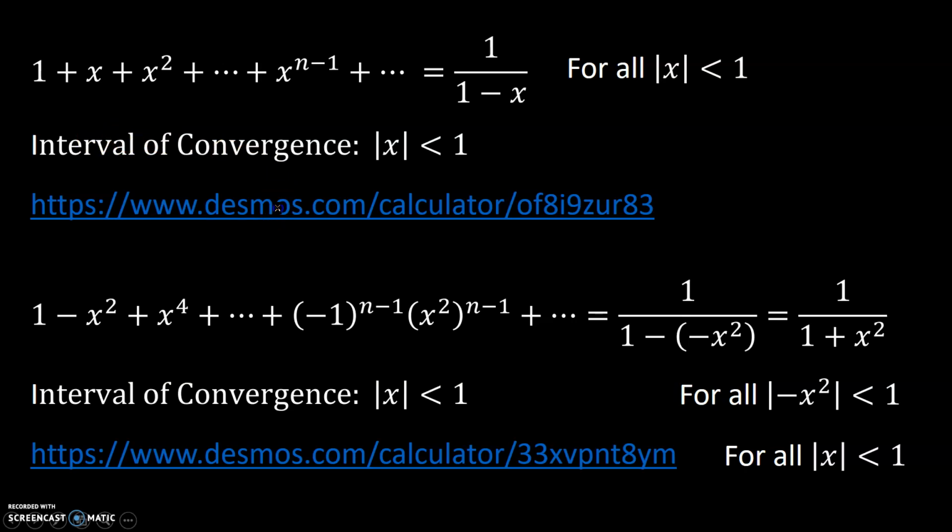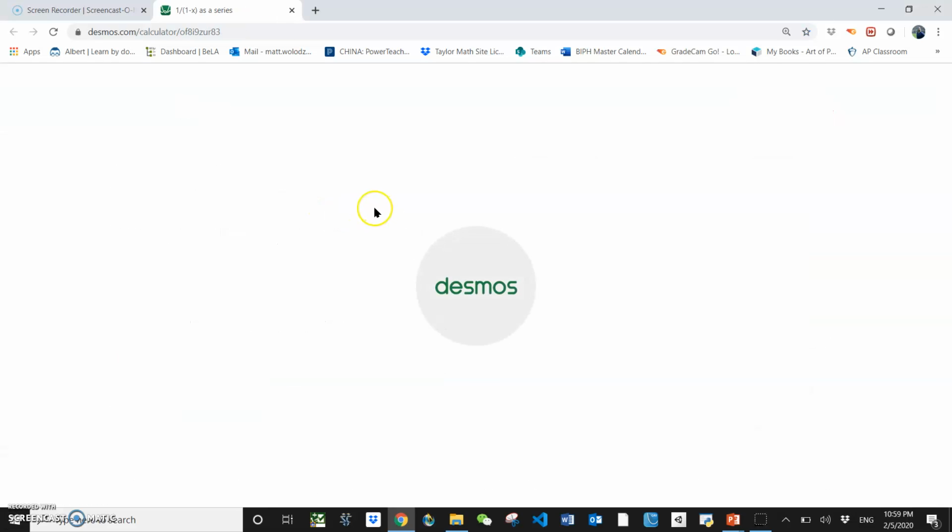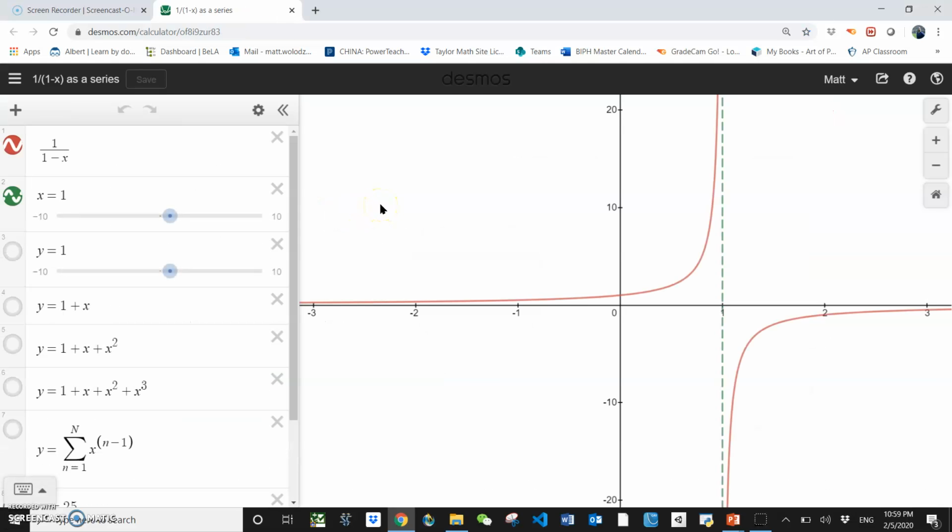So I have a Desmos animation built up so we can show what this looks like. And currently I'm showing the function 1 over 1 minus x. And here you'll see I have a series listed out of the partial sums. So this is a first partial sum, a second partial sum, third partial sum, fourth partial sum. By saying that partial sum, you're saying, give me the 4-term approximation of this function. That would be what a fourth partial sum is.